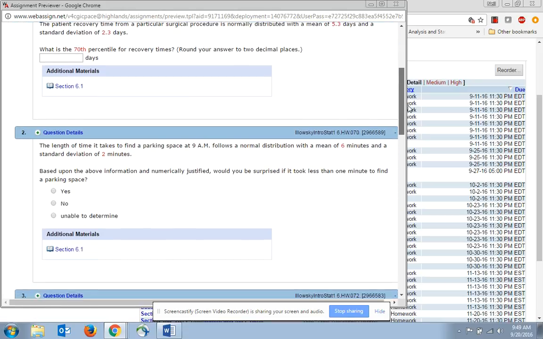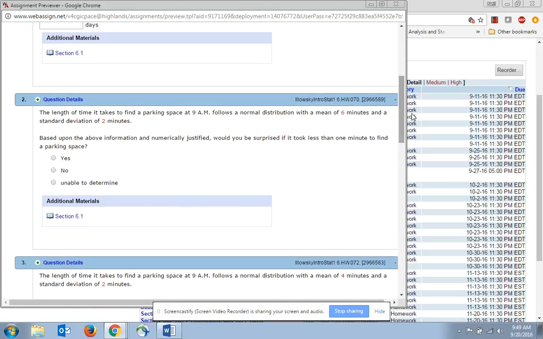So for number 2, it wants to know, are there unusual values outside the range? If you have a mean of 6 and a standard deviation of 2, would it surprise you if something took less than 1 minute to find a parking space? What you want to do is use the normal CDF function and see what that percentage is.